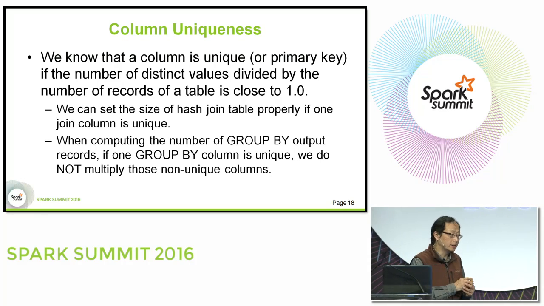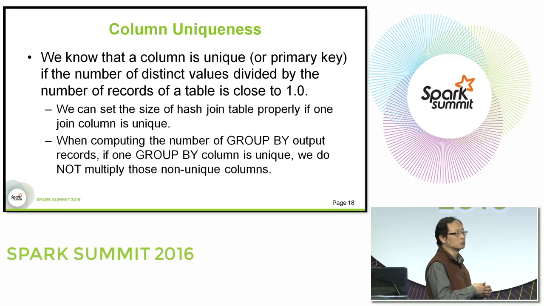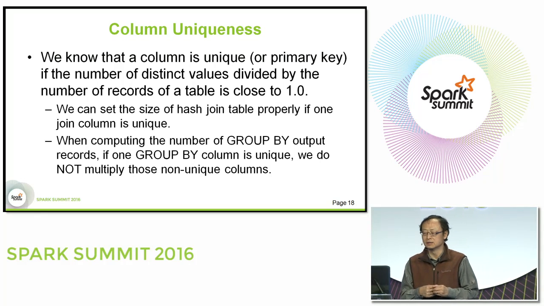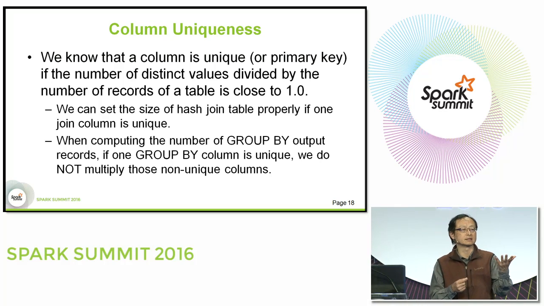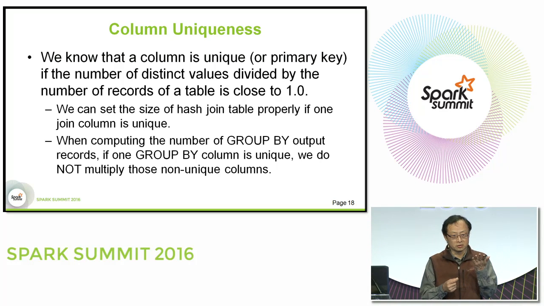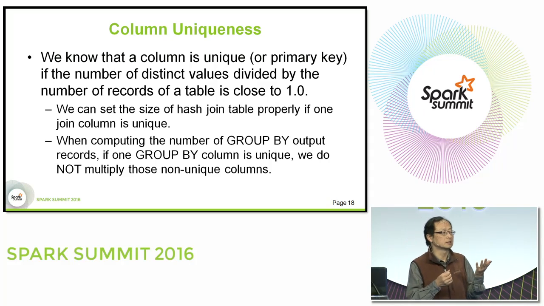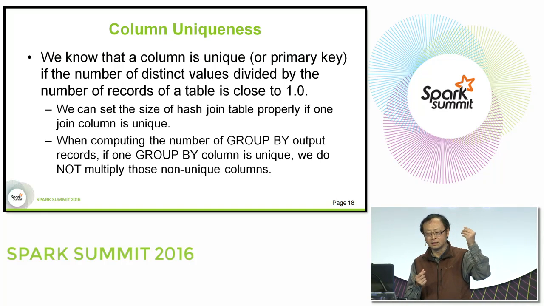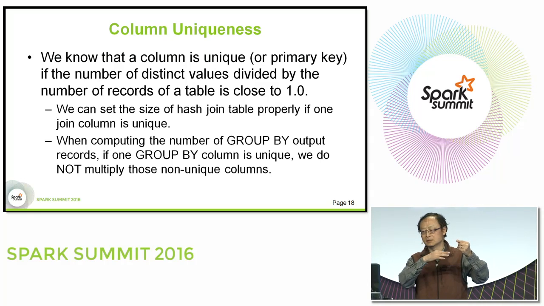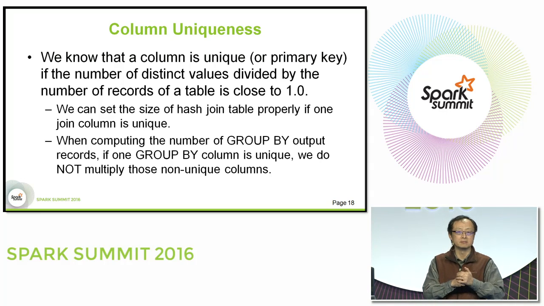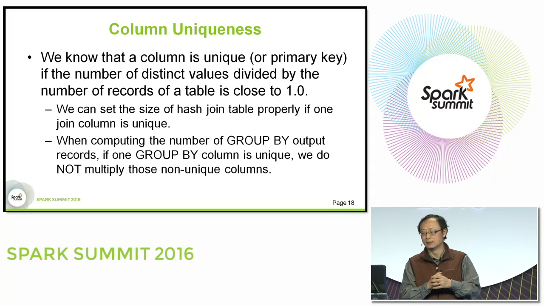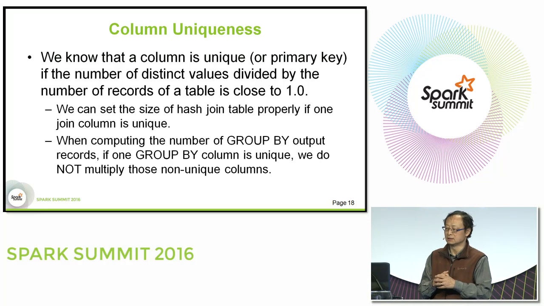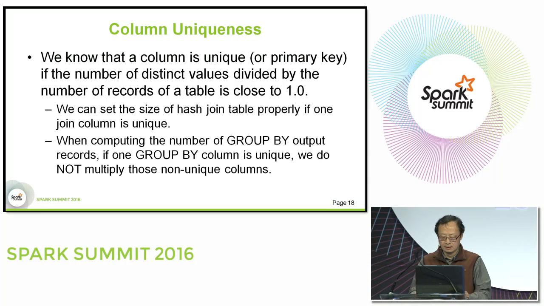For us, we are able to find out whether or not a column is unique. This is because we collect the number of distinct values for each column, and then we know the number of records for the table. So when you compute the ratio of the number of distinct values over the number of records in a table, if it is close to 1, then you can assume that it is unique.